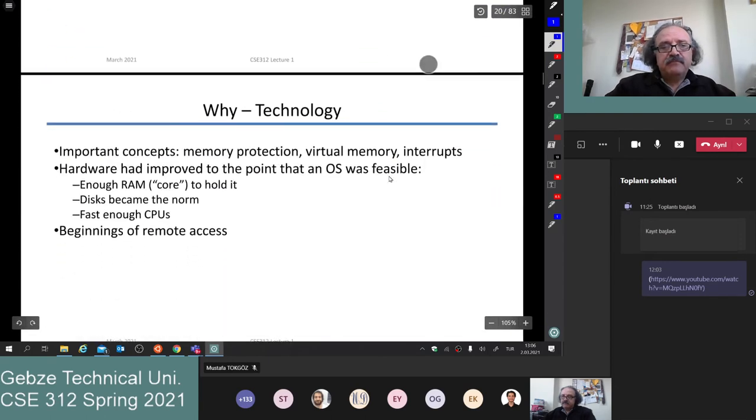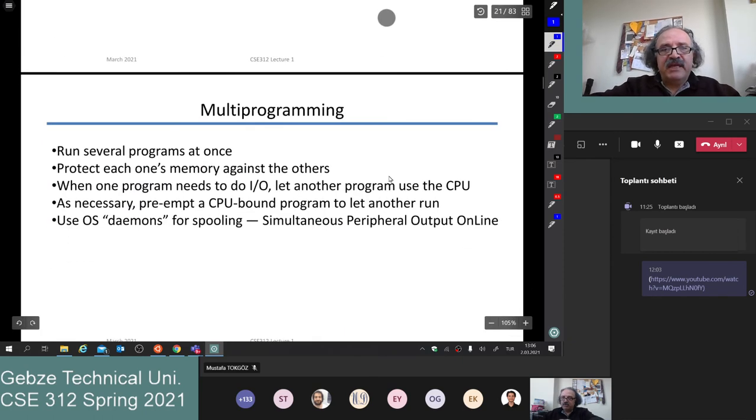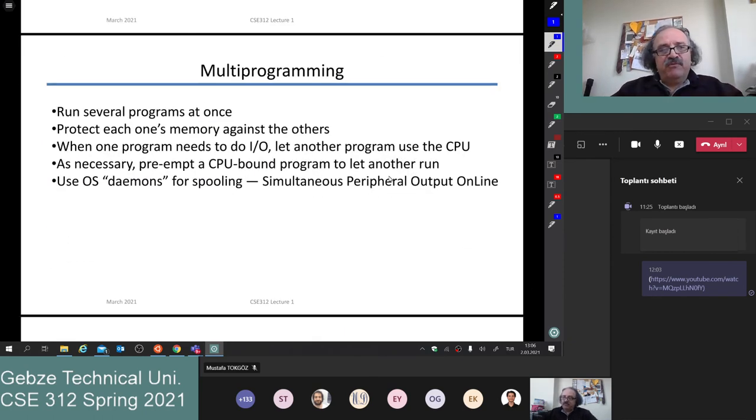With the technology, people realized that computers are the future in the 1960s. So there are many companies now doing it, like IBM. We have enough RAM, which became more common, and CPUs are fast enough and more capable. And again, with MULTICS, the beginnings of remote access. Multi-programming, as I talked about before, runs several programs at once. Of course, there is a single CPU. Nobody is running, in reality, several programs at once. It seems that way because I am switching very fast between the programs.